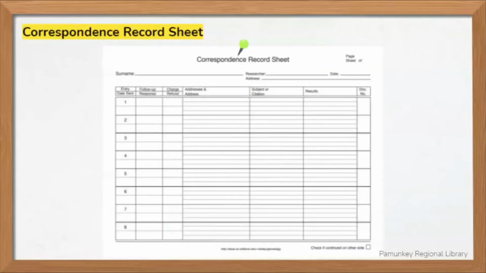And then we have a correspondence record sheet. So if you're talking to people, if you're getting research, if you're getting oral histories, it's really good to have things like this to write down so you can cite your sources.